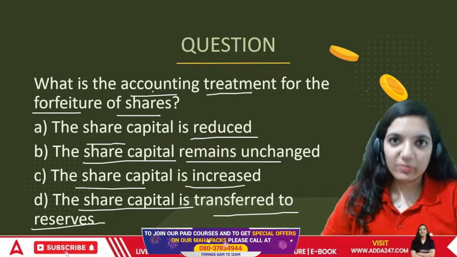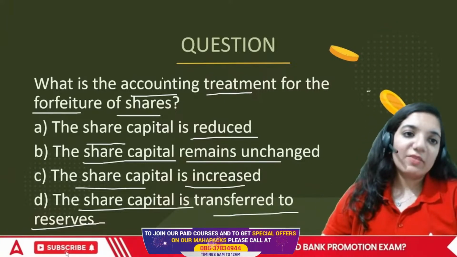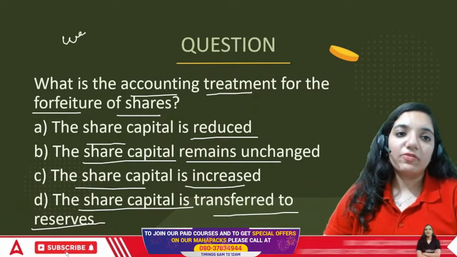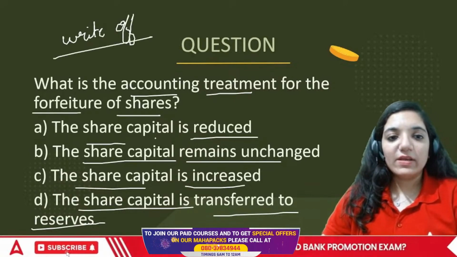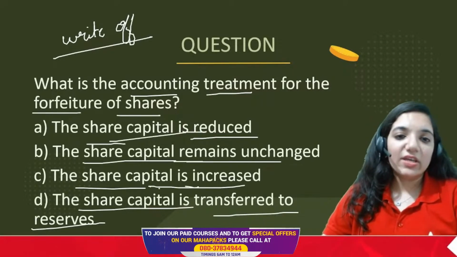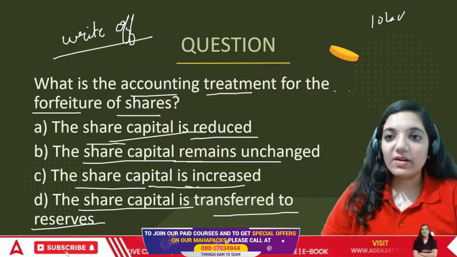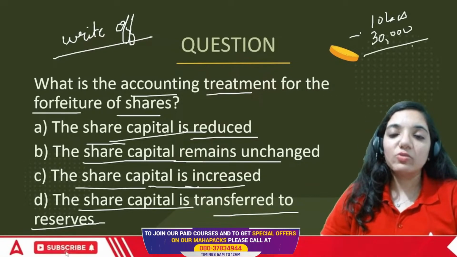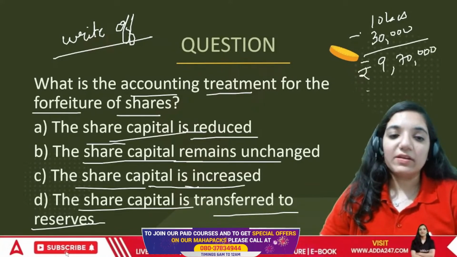Forfeiture means we ask the particular person to pay, but he said, I don't have the money, I cannot pay you, I'm sorry, or he's not responding at all, and ultimately we decide to scrape off his share. That means we decide to write off his part of share. So it would be the share capital is reduced. We thought we are having 10 lakh rupees of shares, but among them there are some defaulters. Maybe they are the defaulter of around 30,000 rupees. So this would reduce your amount to 9,70,000 as the share capital.